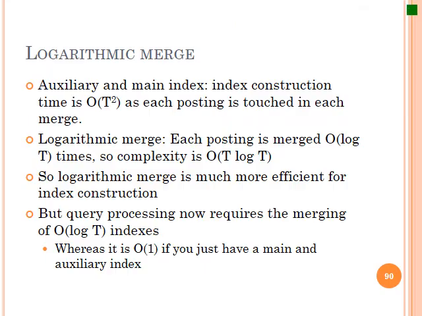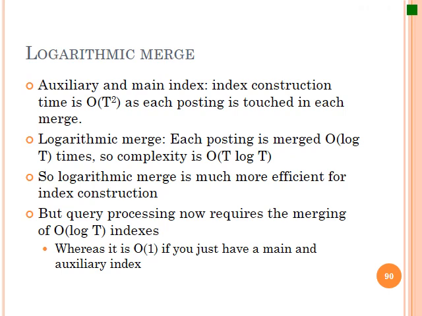So the index construction for the auxiliary and main index merge is quadratic, order T squared, as each posting is touched in each merge. Sorry, this is the first one, not the logarithmic merge. If you want to do a merge between your auxiliary index and the main index, the time complexity is roughly T squared.